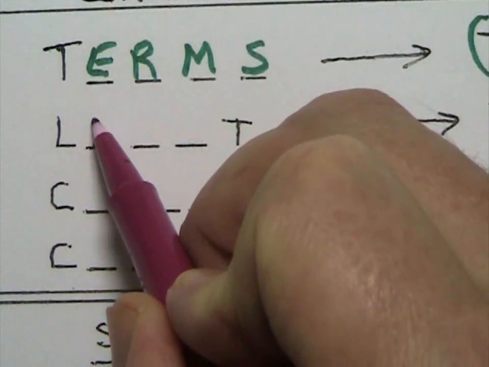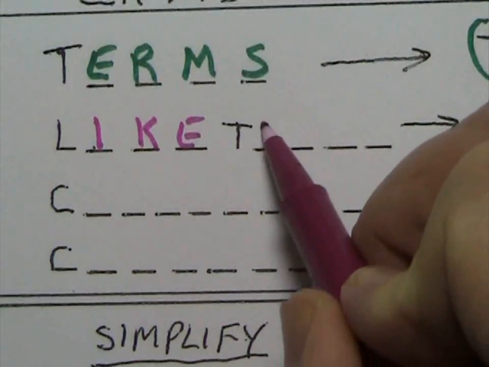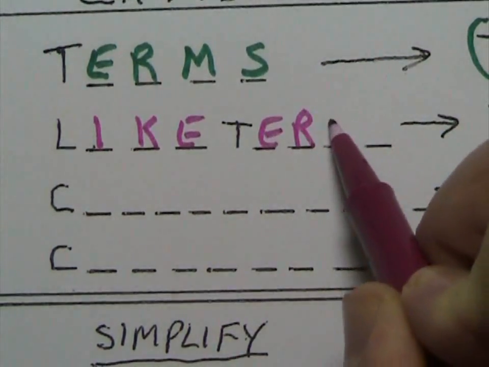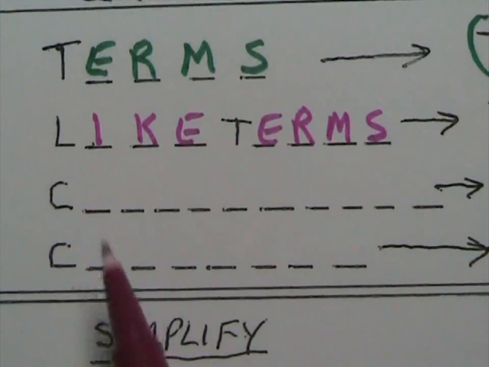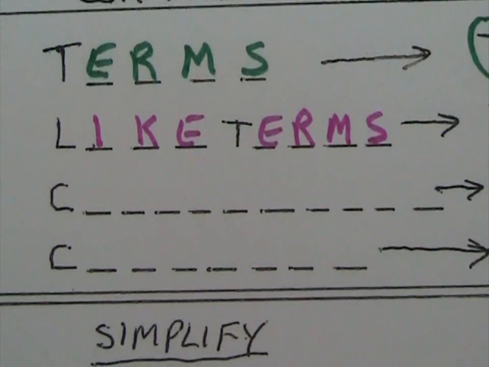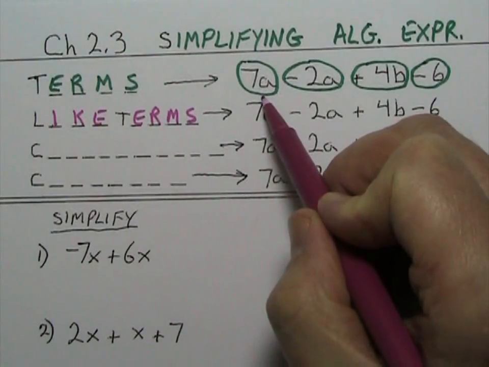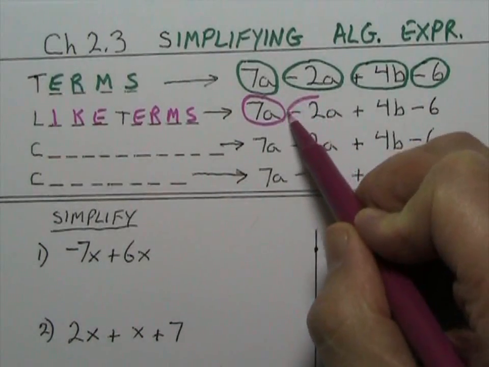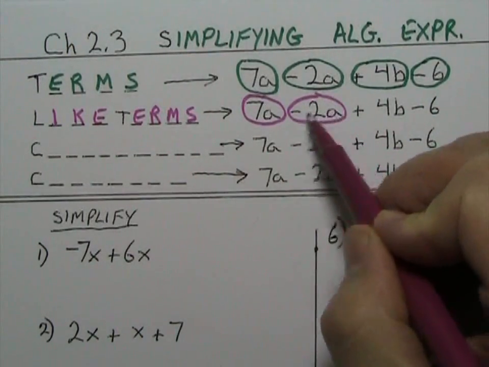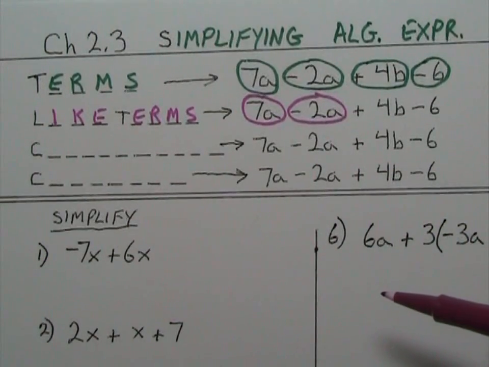The next vocabulary word is like terms. Like terms. In other words, terms that are the same. And in this, there are two terms that are the same. We have 7a and negative 2a. See, they both have an a. Since they both have an a, we can combine them together. These are like terms.